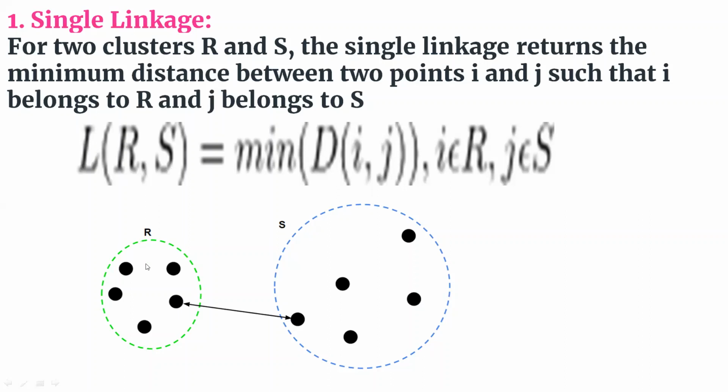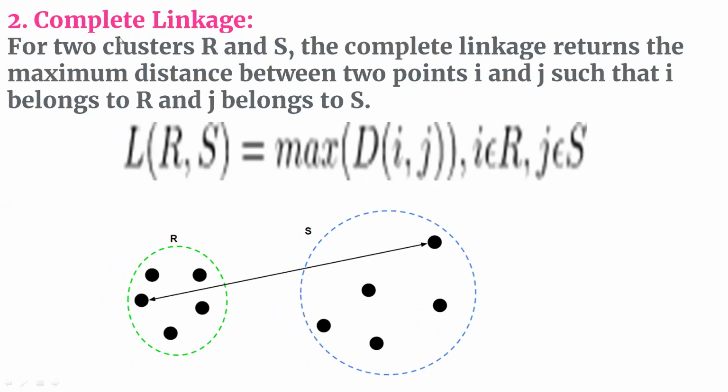The formula of single linkage is L of R comma S. R indicates this particular cluster, S indicates this cluster, and in single linkage, we are trying to find the minimum distance of i comma j, where i is a data object belonging to R, and j is a data object belonging to S. So this is what single linkage is.